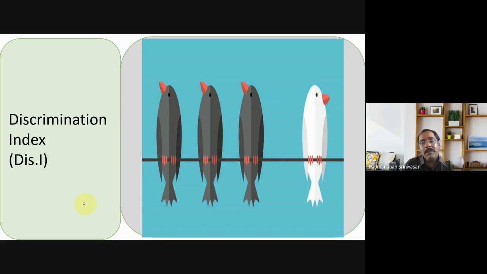Now, what do we mean by a discrimination index? It is an index which describes whether a question divides students from high performer to low performer. A question should distinguish among the learners who is high performing and who is low performing. That concept we call the discrimination index.